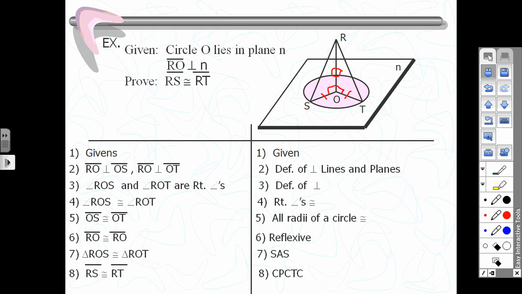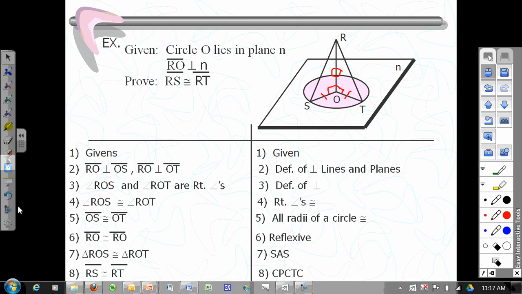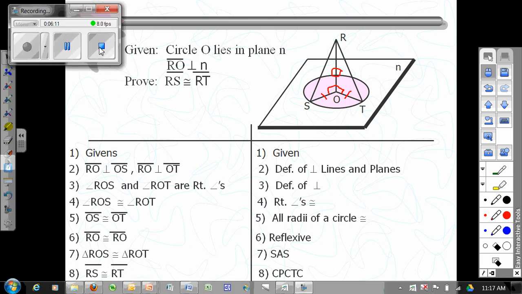Okay, so once again, everything very much like a Chapter 3 proof, only this statement right here that we had to use our definition of perpendicular lines and planes. So that's it, folks, for Chapter 6. Hopefully that wasn't too bad, and we will get ready to do Chapter 7. All right, see you later.